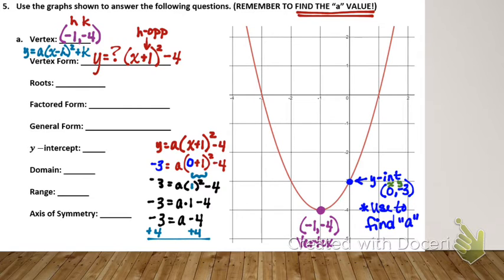So what value are we using for a here? 1. So when I'm thinking about my vertex form, I know now that a equals 1. Do I need to write that in there? No. I can if I want to, but if a is 1, you don't have to write it in. So that would be my vertex form right here.